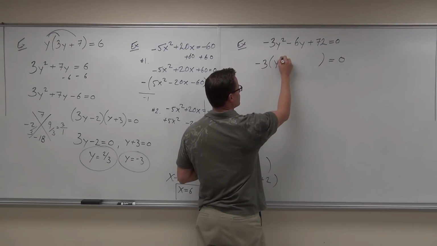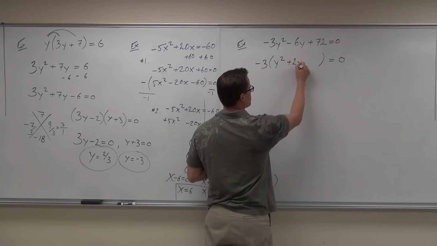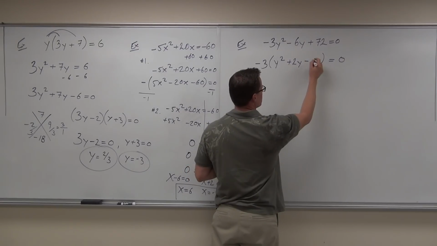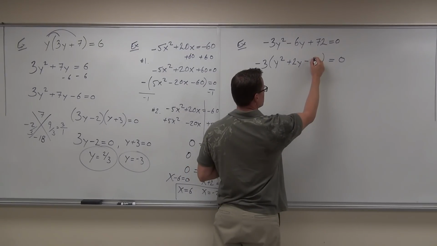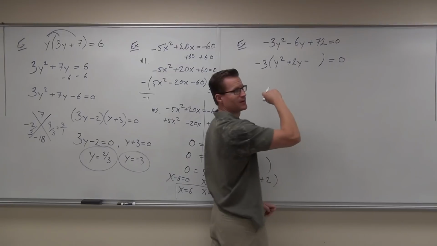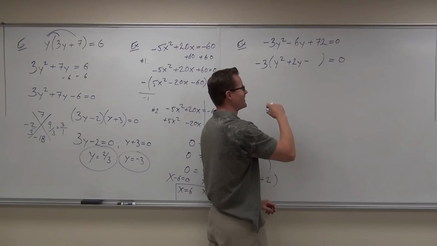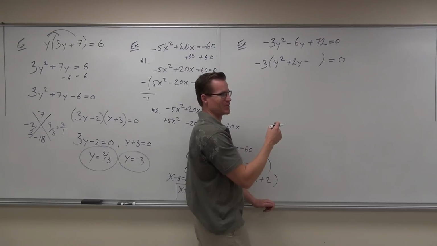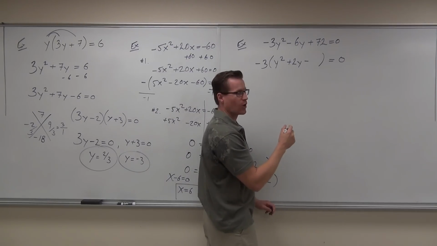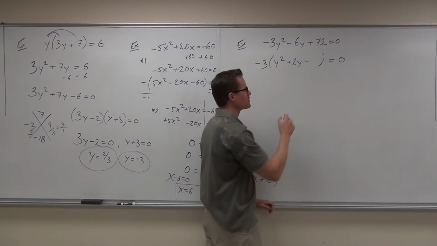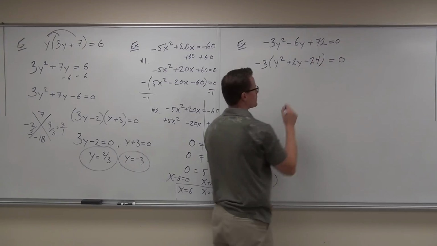If we factor out the -3, we get what? y squared plus 2y. So glad you caught the plus, and then? Minus 24. Okay, I care more about the minus, negative or the plus. Minus 24. Let's double check that.